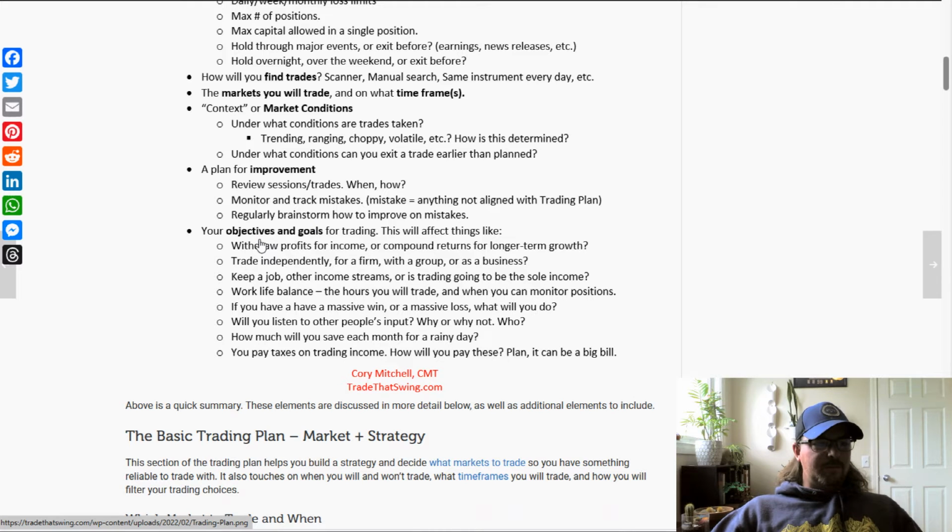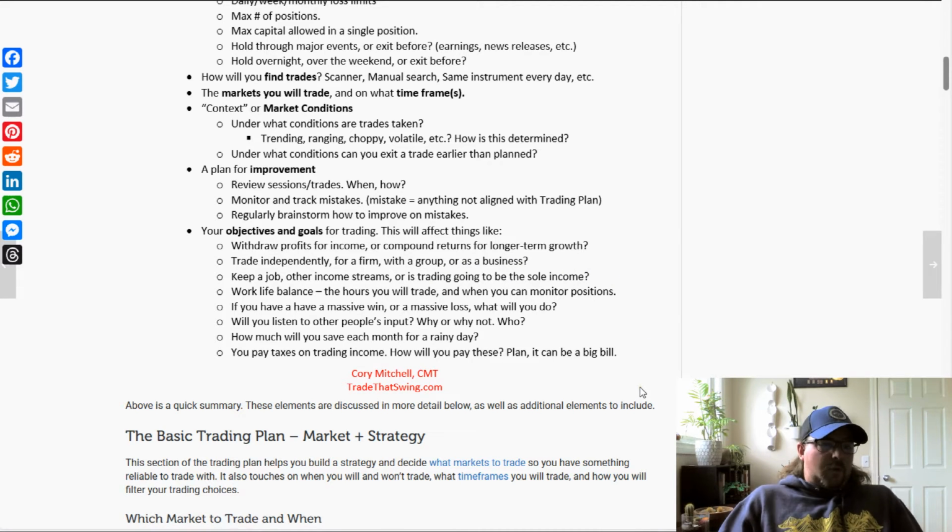You also want to consider your objectives and goals for trading, because this is going to have an effect on how you trade. Are you going to withdraw profits for income or compound returns for longer term growth? This is an important consideration because a lot of people say, well, you're a day trader, you're making really high returns, you should be a billionaire within several years, but you can't just infinitely compound when you're day trading. And also, if you need the money, you're withdrawing your profits every month, right?